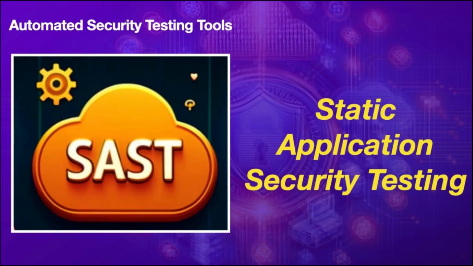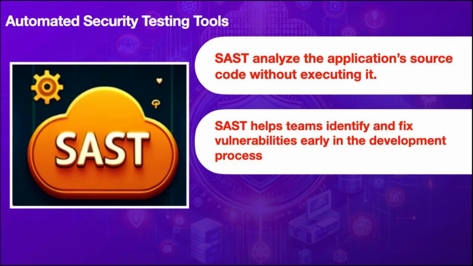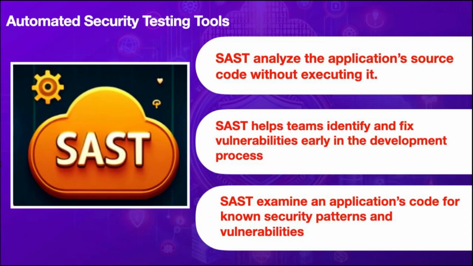2. Static application security testing, SAST. SAST takes a different approach by analyzing the application's source code without executing it. This allows developers to catch issues like SQL injections and cross-site scripting during the coding phase. SAST is a proactive method, helping teams identify and fix vulnerabilities early in the development process before they become deeply embedded in the system. SAST is particularly useful for examining an application's code for known security patterns and vulnerabilities without needing to deploy the application.